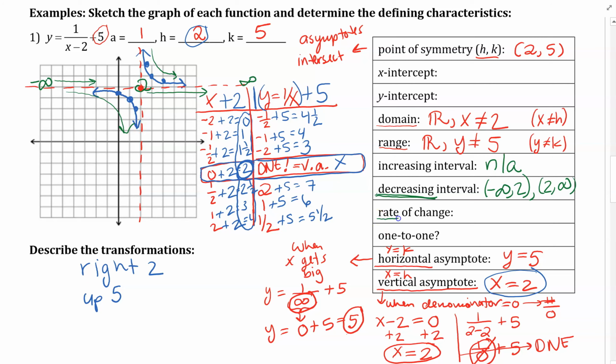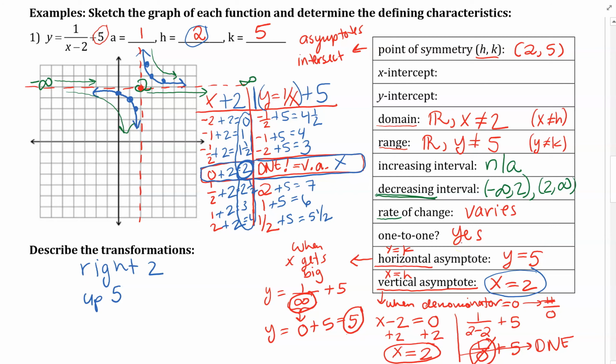For the rate of change, we just basically say that that will vary because it's not a linear function. The graph curves. So the slopes between different points are different. It's not the same slope, not the same rate of change. So that will vary. And we say yes, the function is one-to-one because it passes the horizontal line test. If I draw a horizontal line through any part of this graph, it will only hit the graph one time. So yes, the function is one-to-one.